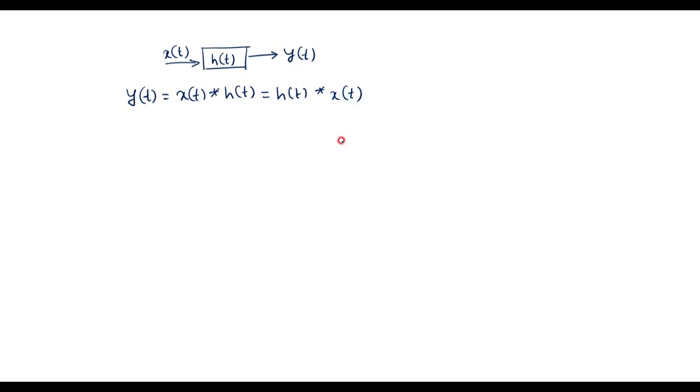Now let me consider the continuous time LTI system, that is case 2. Let a continuous time LTI system have impulse response h of t, the input is say x of t and the output is y of t. We know that the output y of t will be equal to x of t convolved with h of t, or it is also equal to h of t convolved with x of t.